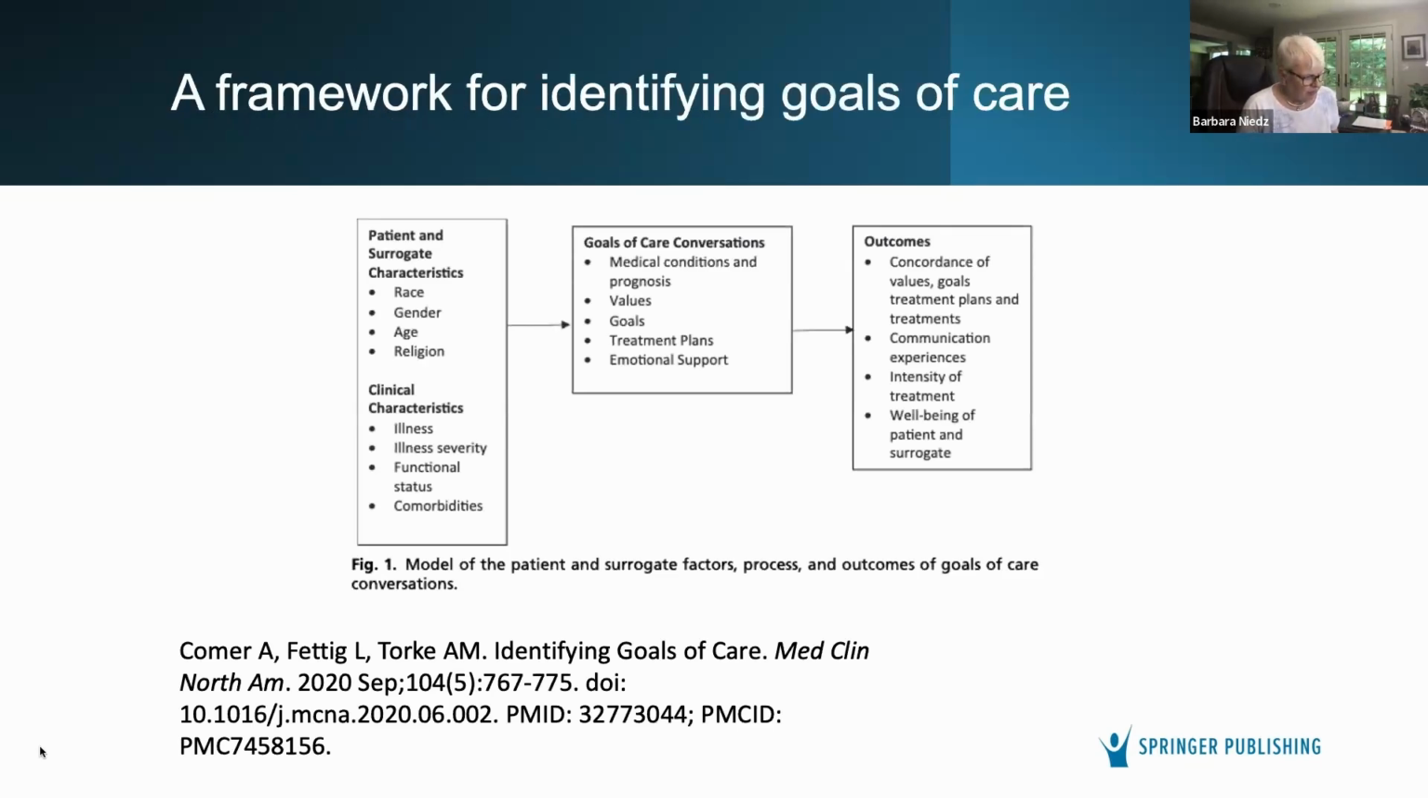So these authors provide a really nice framework that they put forward in terms of how those conversations come to be and how that discussion is perhaps on a continuum and changes over time. Your goals may be for a cure initially after a diagnosis, but as treatment options start to wane in terms of their effectiveness, being cancer-free may not be a goal.